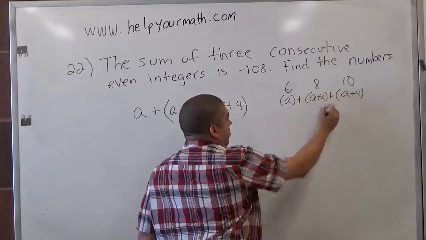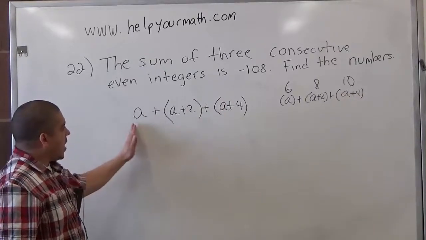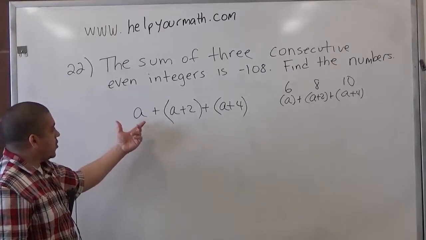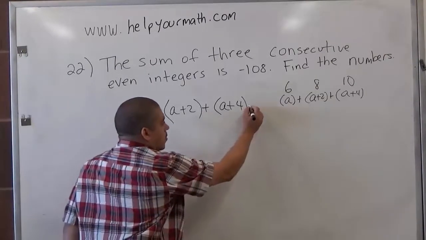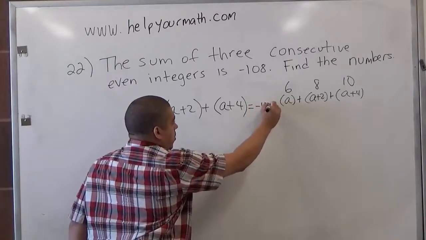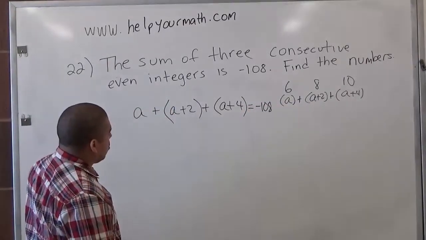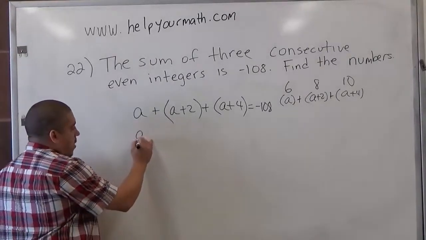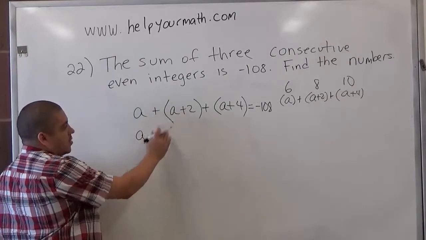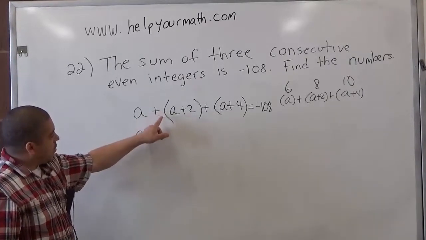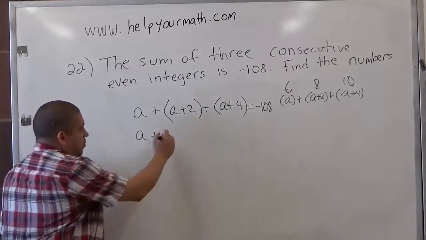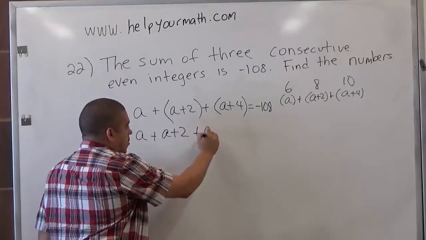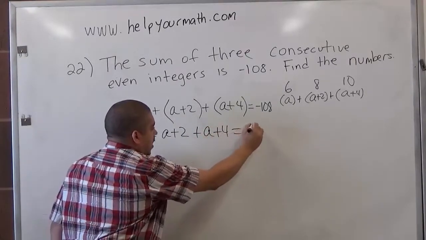And so then we're adding them. So this is what I did here. I added A, A plus 2, and A plus 4. We don't know what the original first even integer is, but we know that their sum is negative 108. So now I would like to combine like terms. I'm going to rewrite my A, I'm going to rewrite my plus, and since there's nothing in front of this parentheses, I'm just adding, I can remove that parentheses, and I can remove this parentheses too, and the sum is going to be negative 108.